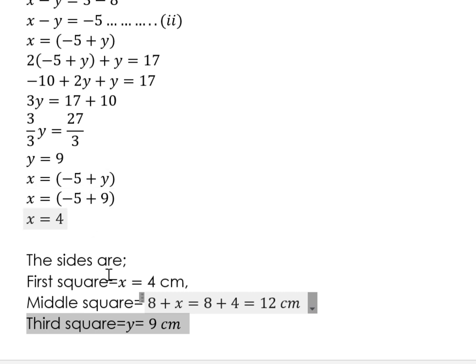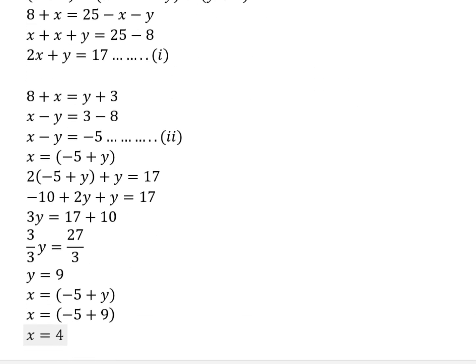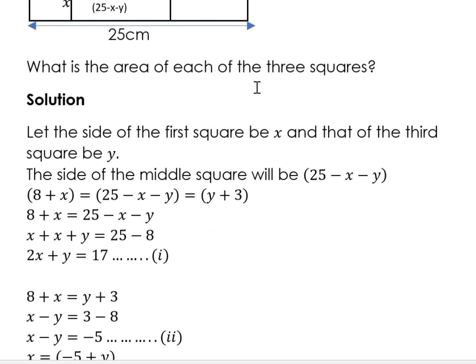So these are the measurements of the 3 squares. The first square measures 4 centimeters. It has sides each measuring 4 centimeters. For the middle one, it has sides each measuring 12 centimeters. And the third one has sides each measuring 9 centimeters. The question wants us to get the area for each of the 3 squares. That's what is required here.